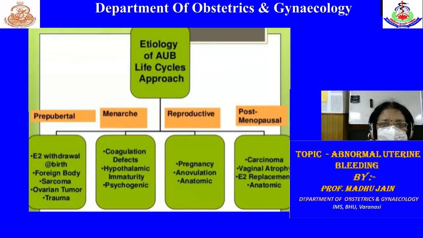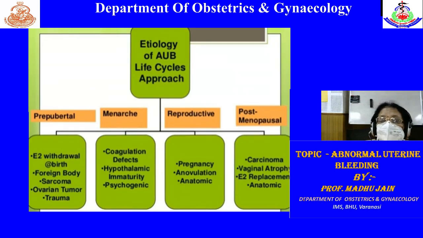Now, what is the etiology of abnormal uterine bleeding? Etiology starts even before menarche, when there is a foreign body, an ovarian tumor, or, in the newborn, estrogen withdrawal bleeding from the mother. Then at the time of menarche, it is usually because of coagulation defects. Out of these, platelet disorders and von Willebrand disease are the most common causes, and naturally psychological causes are also very common at adolescence. In the reproductive age, there are pregnancy disorders, ovulatory and anovulatory disorders, and sometimes anatomical causes.